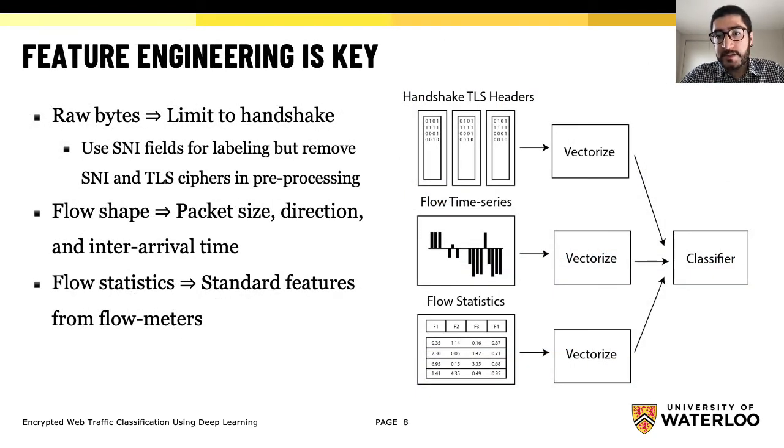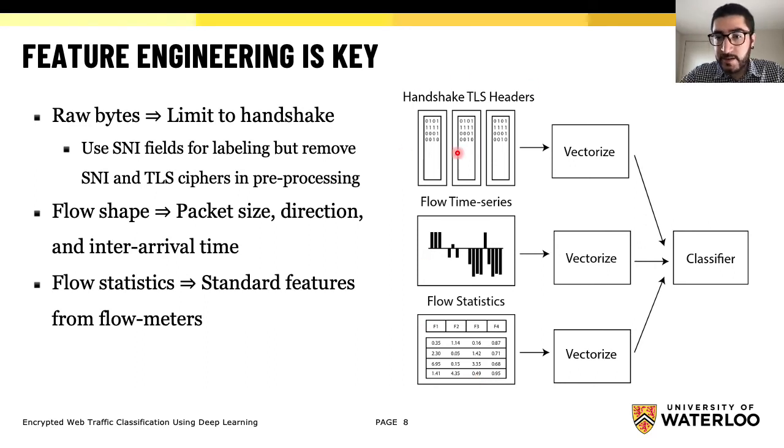Based on these observations, we propose a general feature model for encrypted traffic comprised of three parts. First, we have raw handshake bytes. Second, we have the flow shape time series that we covered earlier. And third, we have the good old-fashioned flow statistics. So let's go through them one by one.